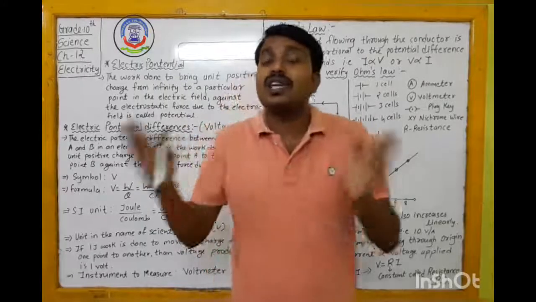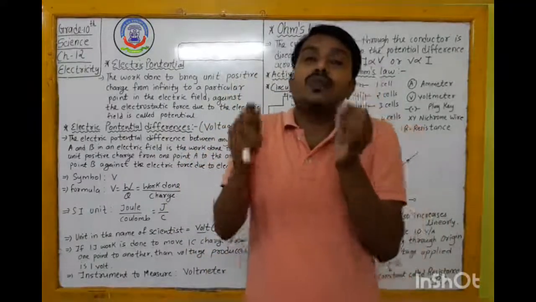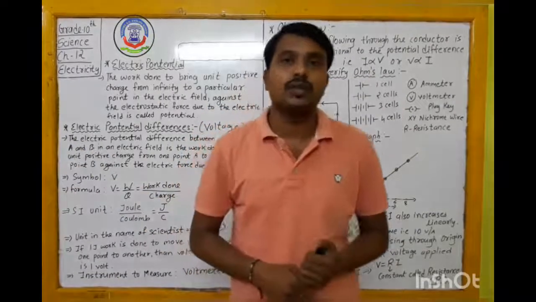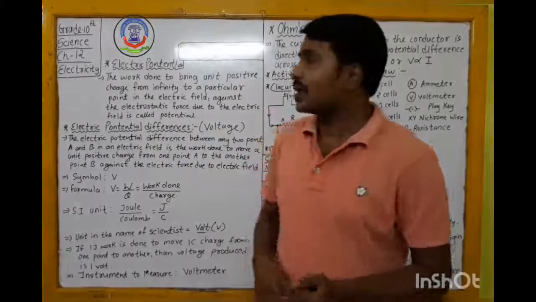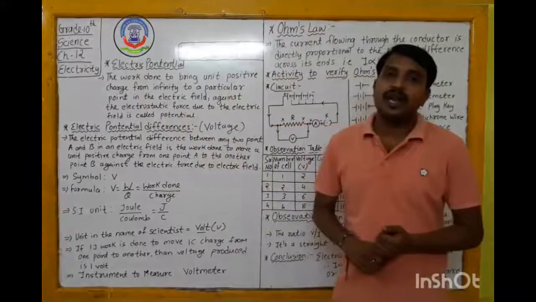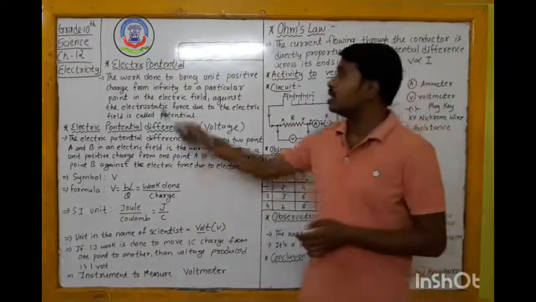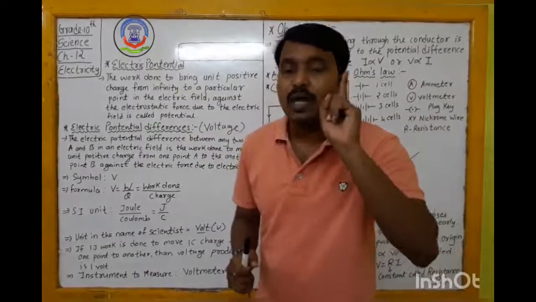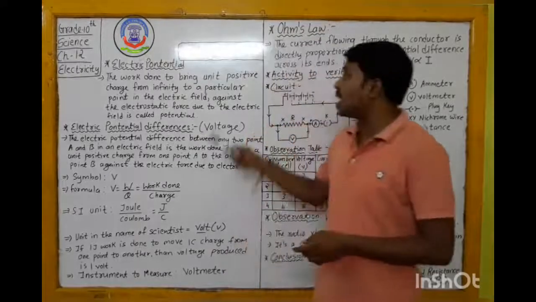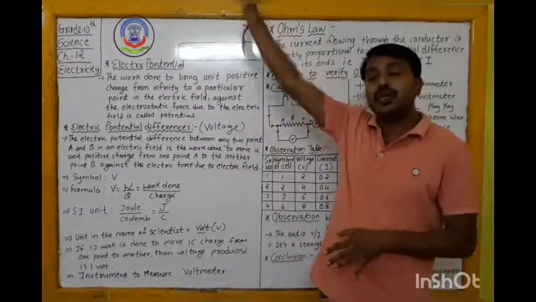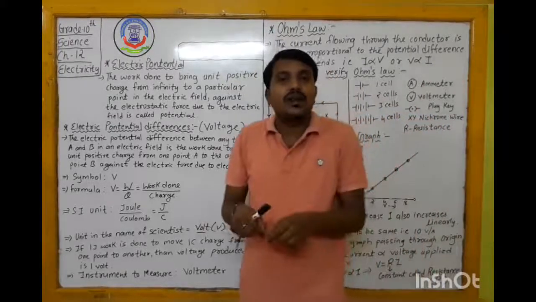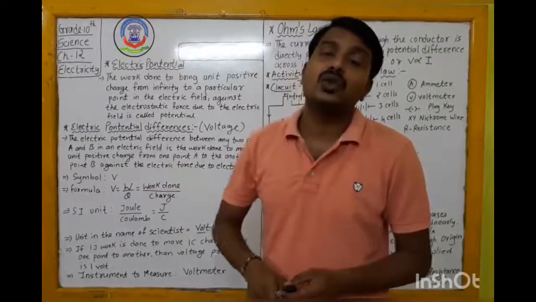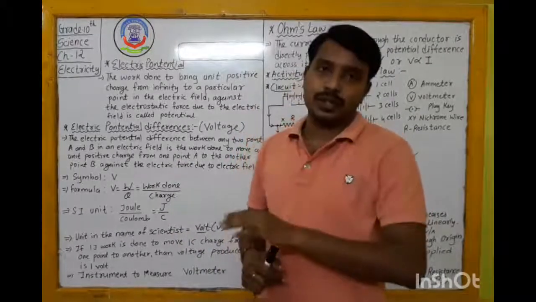So whatever the work done to bring that charge from one point to another point is known as electric potential or electric potential difference. You can see I have written the general definition for electric potential. It's the work done to bring unit positive charge. Unit means only one positive charge. The work done to bring the unit positive charge from infinity to a given point in the electric field against the electrostatic force due to that field is known as electric potential.